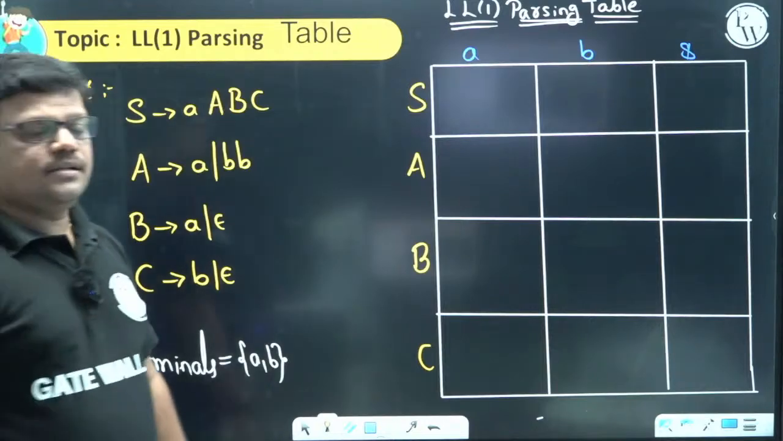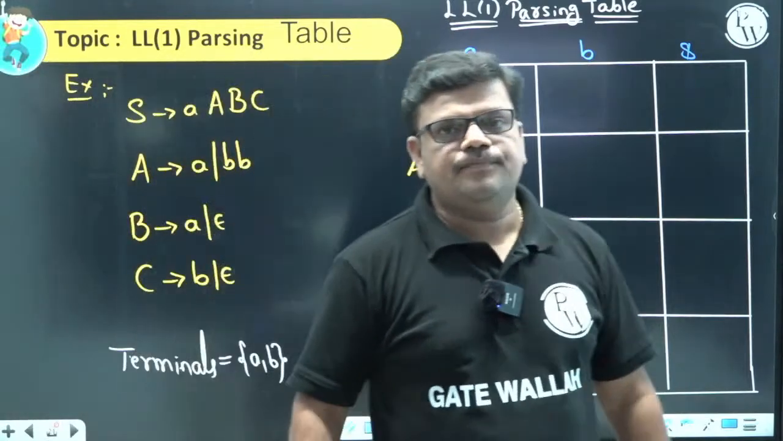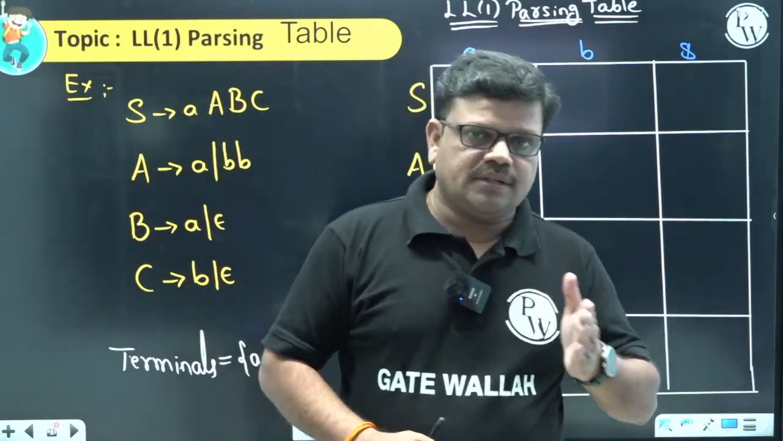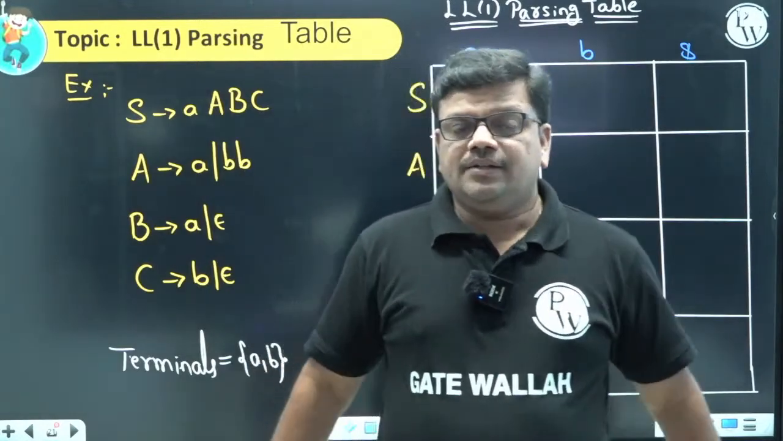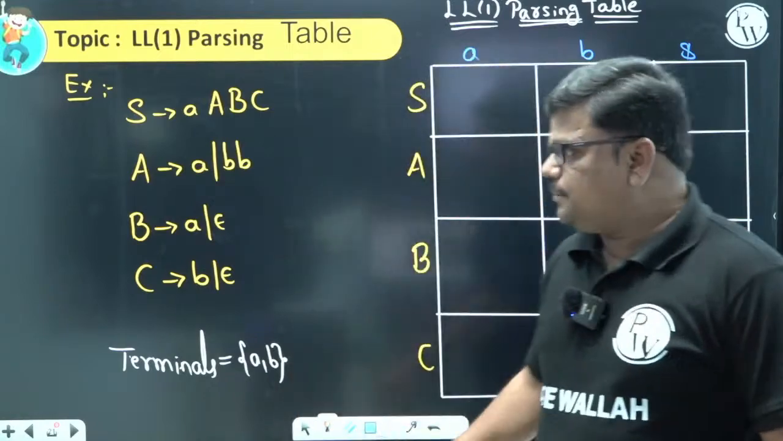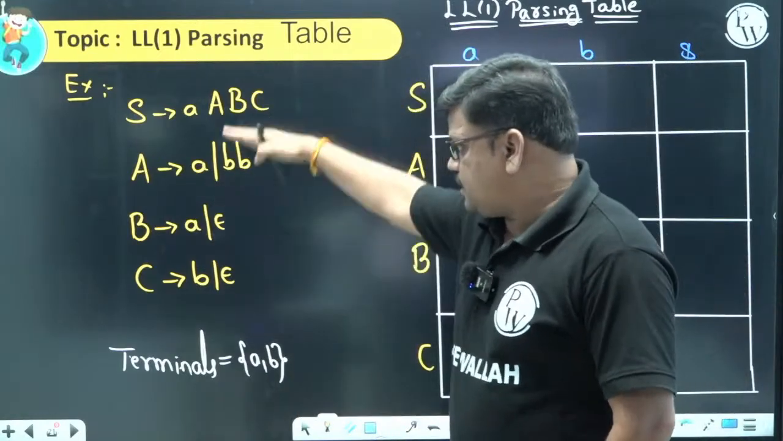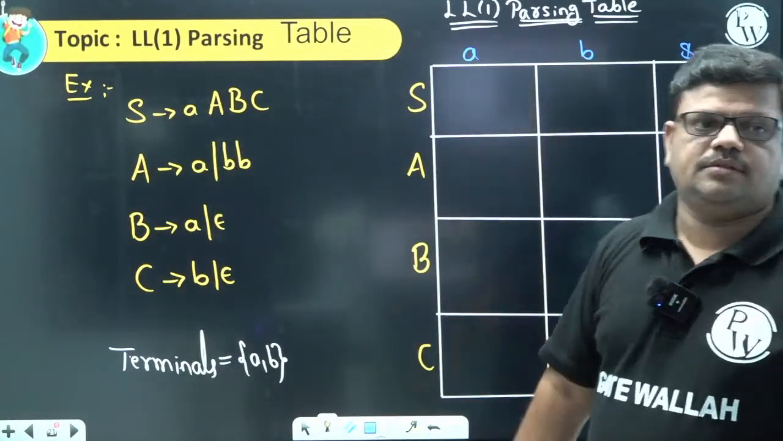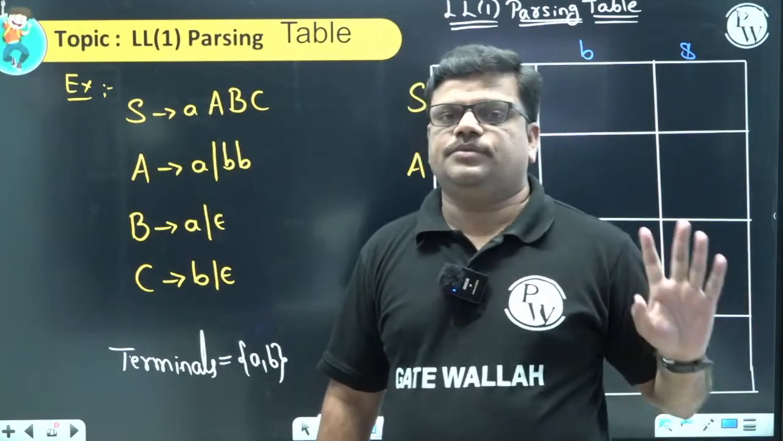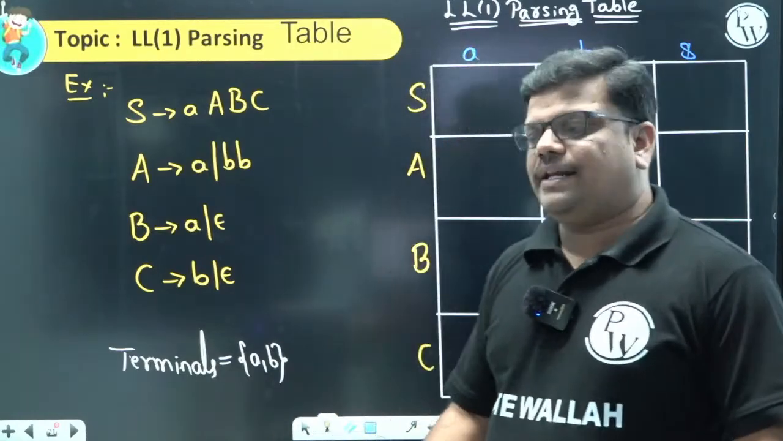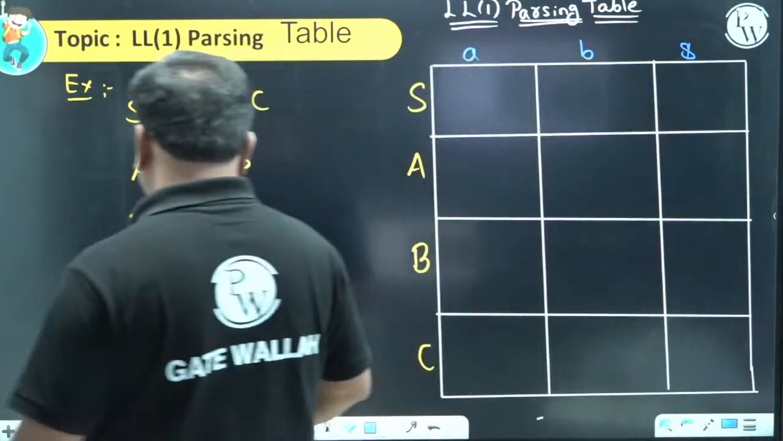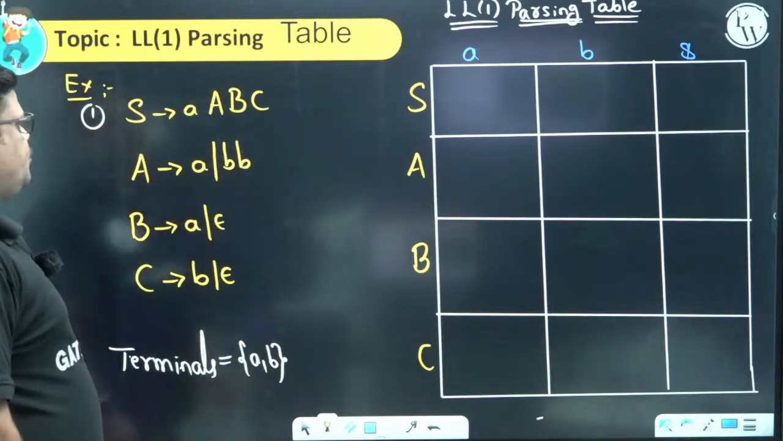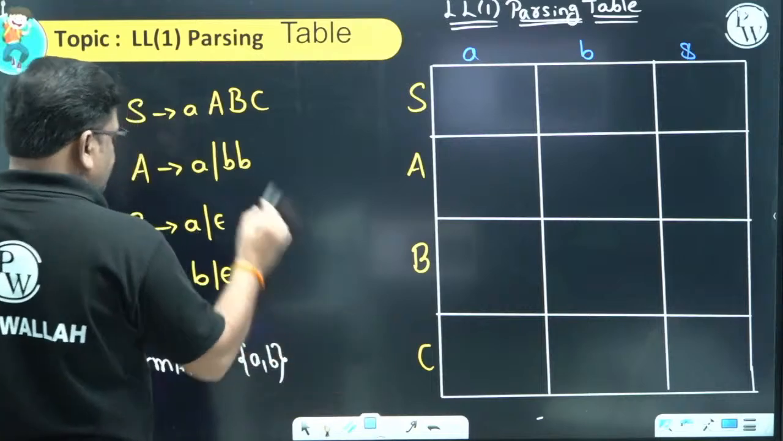Table construction is an algorithmic approach. We have a standardized procedure, a standard approach to construct these tables. The construction of the table is nothing but arranging these productions in these boxes, in these rows and columns. That's all. So how to arrange? Very simple. Take all the productions one by one.